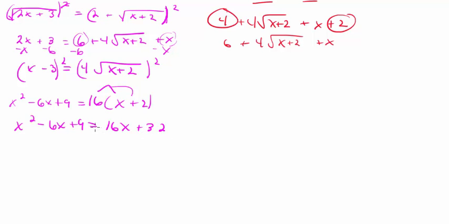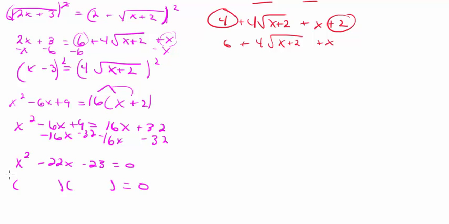Now I'm going to move everything over to the same side because I've got a quadratic and I need to solve that quadratic. So I'm going to subtract 16x and I'm going to subtract 32. So now I have x squared minus 22x minus 23 is equal to 0. And I must solve this, and I choose to solve it by factoring. So I have x and x. I have minus 23 and plus 1. And so my final answer here will be x is equal to 23 and x is equal to negative 1.